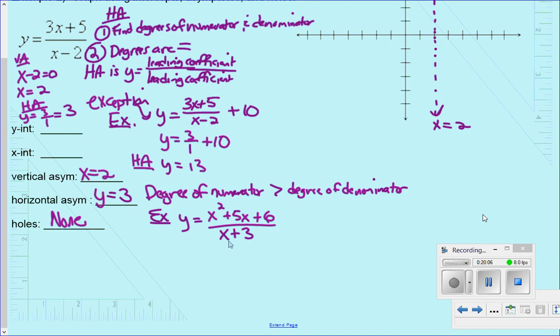Okay, so when the degree of the numerator is larger than the denominator, then no horizontal asymptote, ever. Okay, so if the degree of the numerator is larger than the degree of the denominator, there will not be a horizontal asymptote. And even if I were to add or subtract a number after the rational part, after the fraction, there still would be no horizontal asymptote.